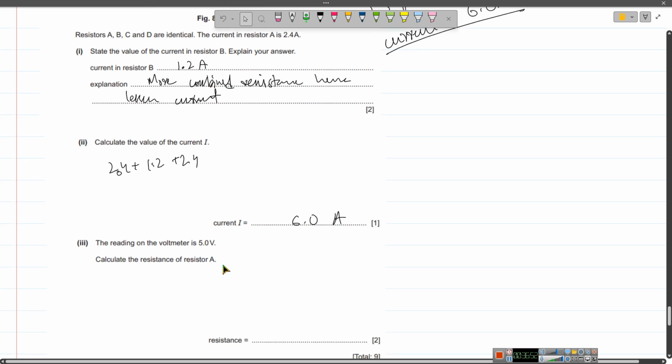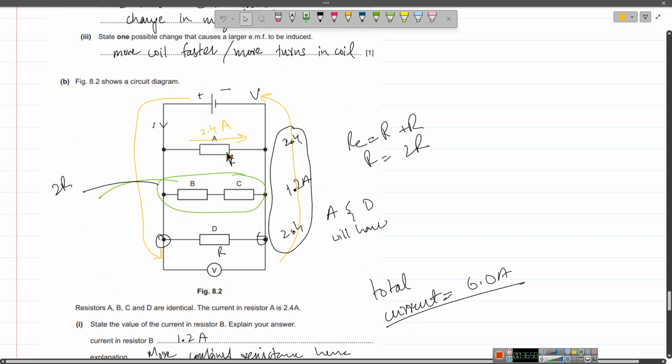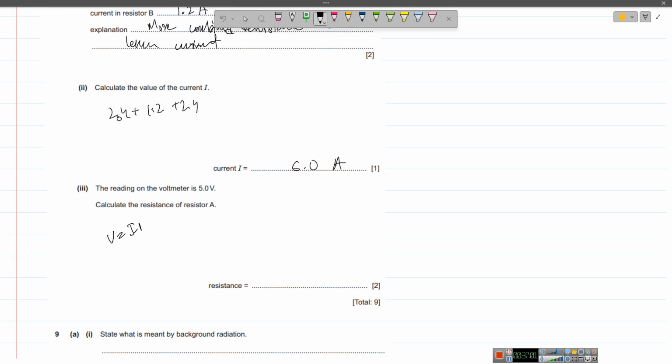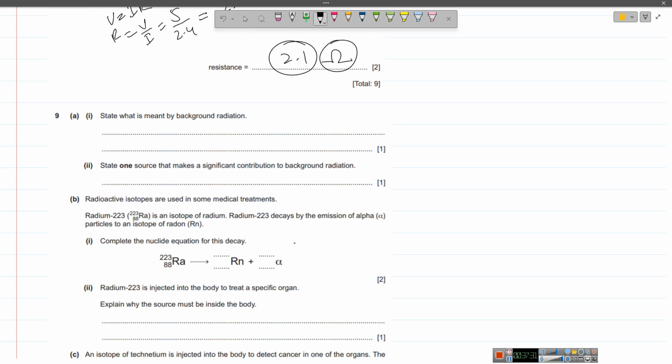The reading on the voltmeter is 5. Calculate the resistance of resistance A. We have the resistance A, we have the current which is 2.4. So V is equal to IR, R is equal to V over I, that is 5 divided by 2.4, and that is going to be 2.1 ohms, right? Again, the unit is missing, so unit is important, and two significant figures over here, right? Because that's the answer.